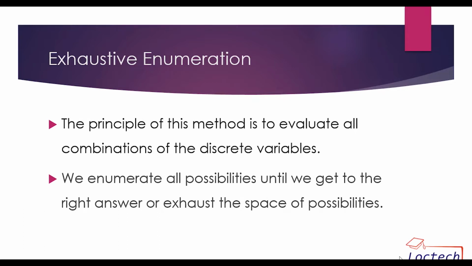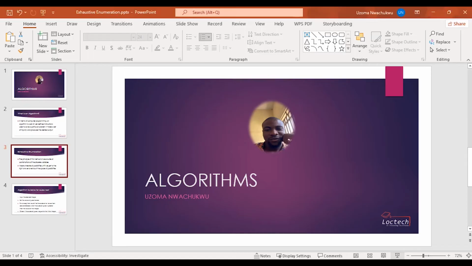The first algorithm we're going to be looking at is what we call exhaustive enumeration. The principle of this method is to evaluate all combinations of the discrete variables. Simply, we enumerate all possibilities until we get to the right answer or exhaust the space of possibilities. We're going to look at a question that will involve the use of exhaustive enumeration.